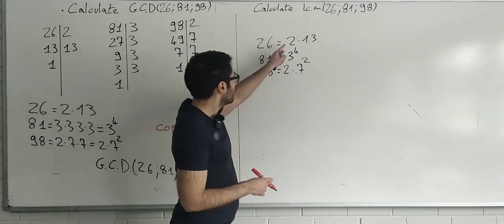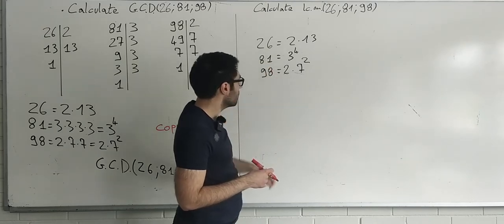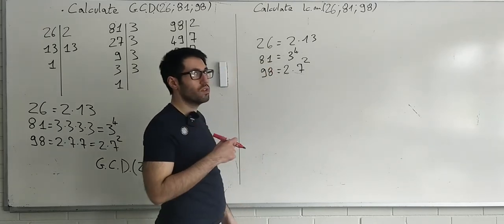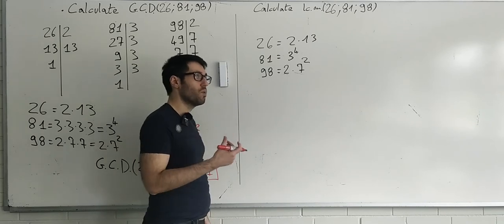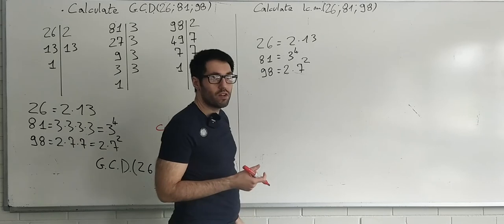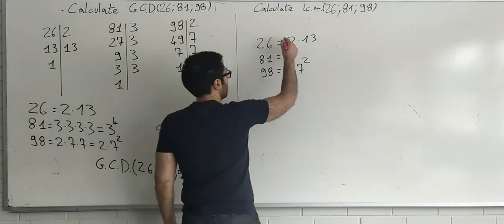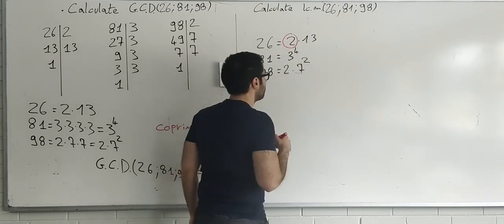So we start with 2, it's present both in the factorization of 26 and 98. We have to take the highest exponent. They both have 1 as exponent, so it doesn't matter which one we pick. We can pick it only one time, of course. So I pick it from here.